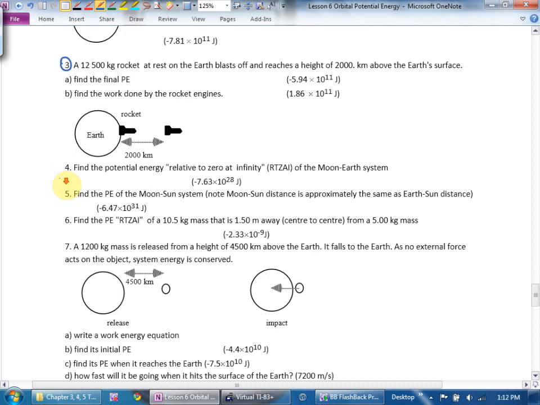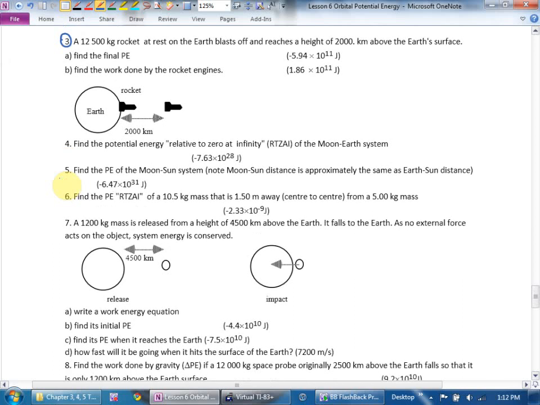By the way, in the homework, rather than writing relative to zero at infinity, he uses the abbreviation RTZEI, but that's relative to zero at infinity. In other words, he's saying use the cosmic potential energy.